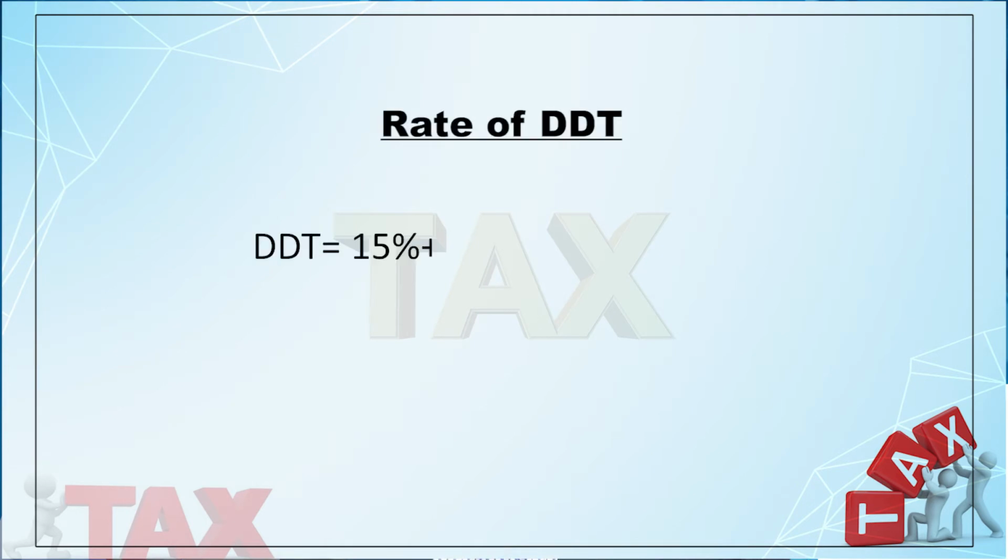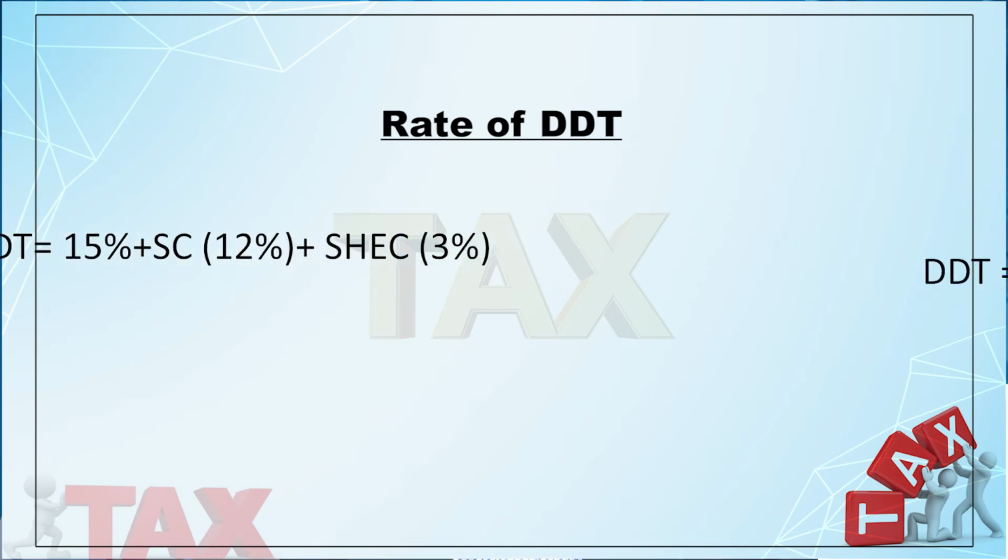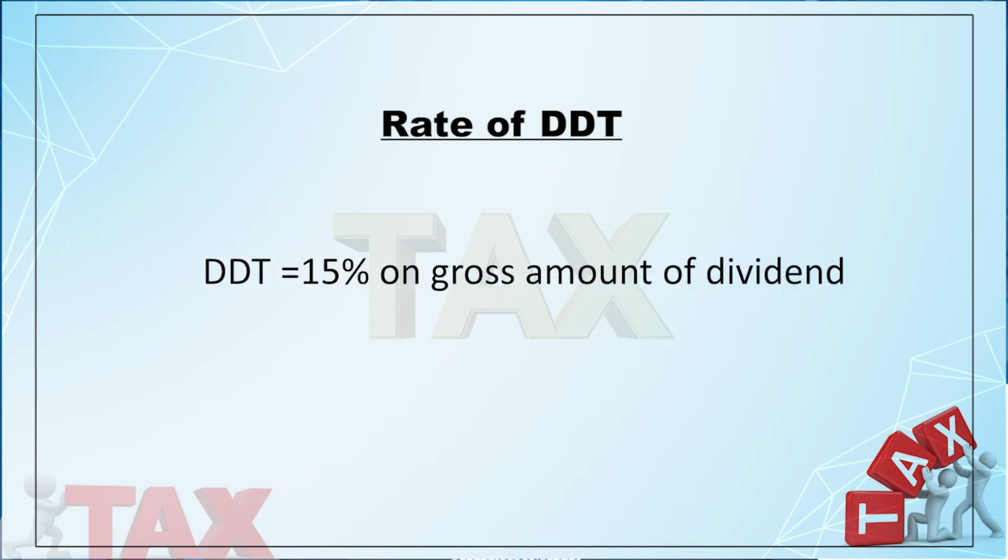And now, the question is, what would be the rate of DDT, dividend distribution tax? As per the Income Tax Act, the domestic company which pays dividend is liable to pay tax at the rate of 15%. You have to add the surcharge at the rate of 12% and the SHEC, that is secondary and higher education cess, at the rate of 3%. But here 15% is to be calculated on the gross dividend, mind it.